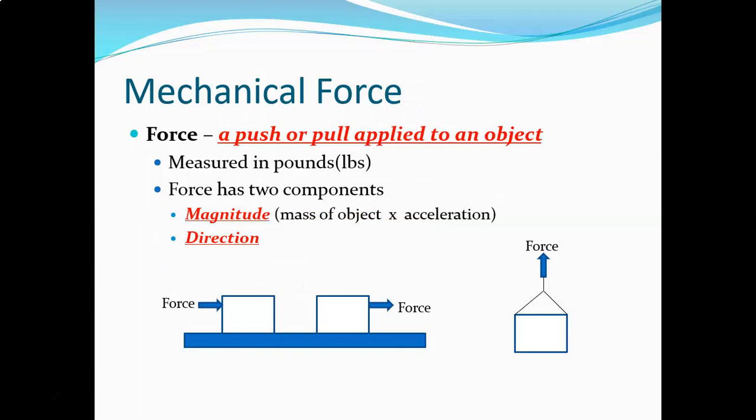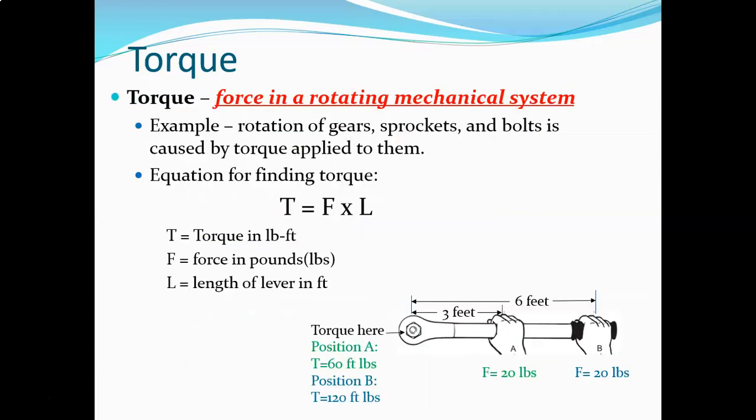So mechanical force is force applied to a linear object. It's a push or a pull applied to an object. It's a linear object in this case. We'll talk about torque, which is rotating objects, rotating force, next. So force, again, is a push or pull applied to an object. It's measured in pounds. It has 2 components. It has a magnitude, which is the mass of the object and acceleration, and then it has a direction it's going in. We've got a lot of formulas throughout this section, so we'll take those one at a time as we get through them.